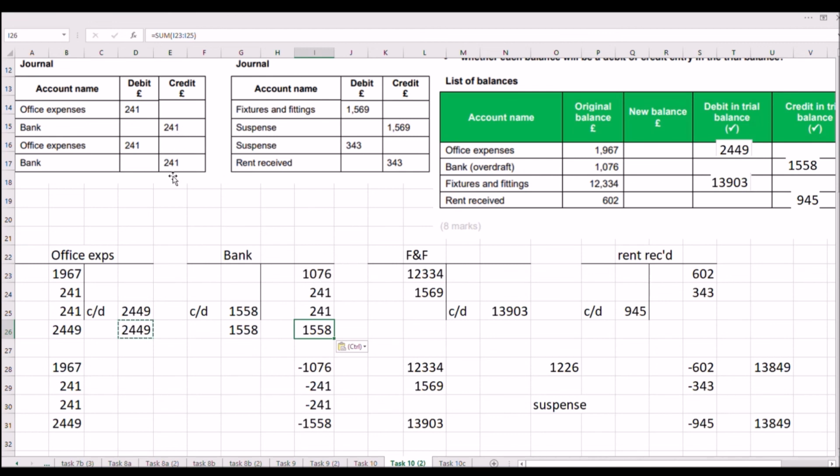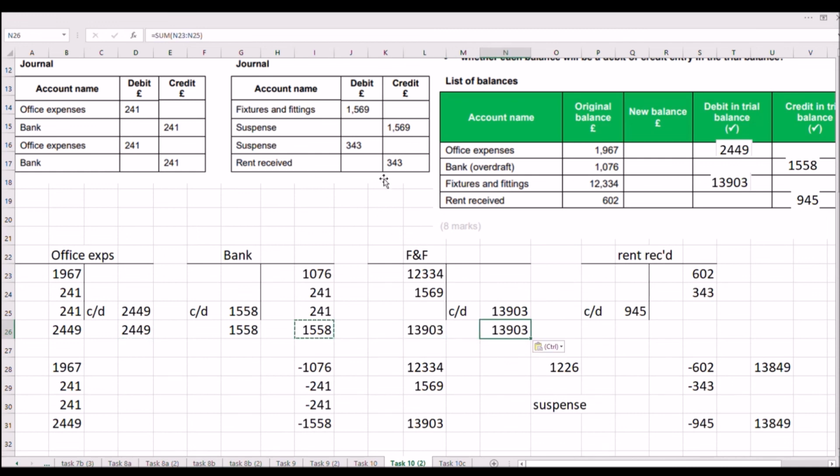We post those two journals, two credits there, and then our carry down figure is that debit of 1558, which would be the brought down figure. So the brought down figure will be 1558 credit. So that's that one. Then we've got our fixtures and fittings in here.